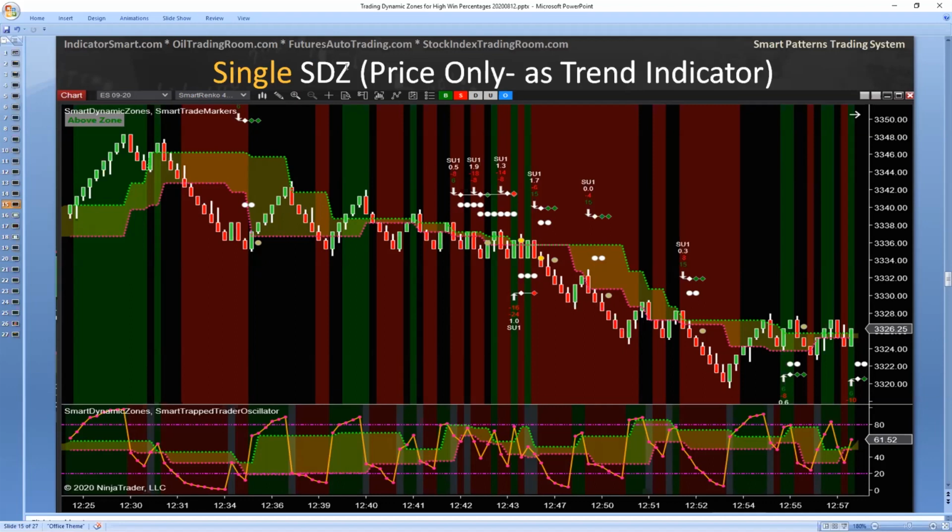What I did was just a proof of concept kind of thing. If you're developing a trading system, any one of the components in the system, you want it to be able to stand on its own. There's another page in the book. I did this on the ES. If you break below the zone, you sell. If you break above it, you buy.